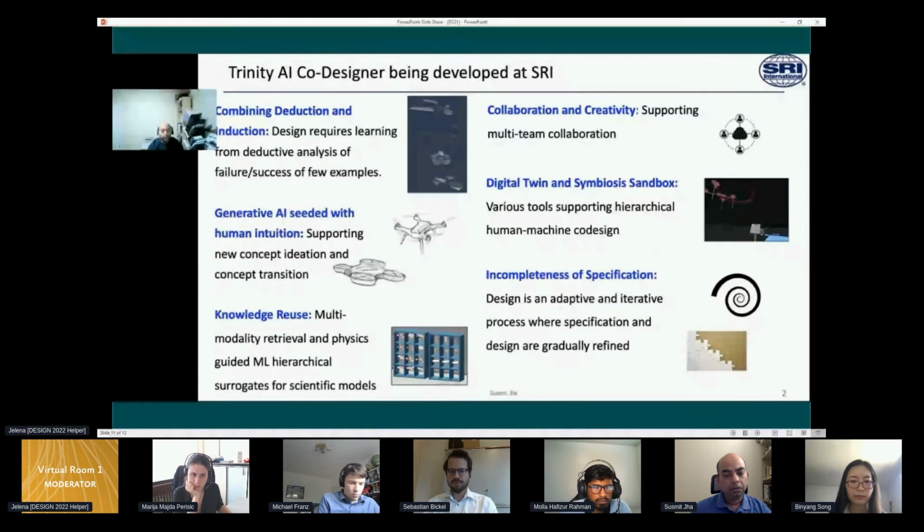We realize that design, unlike many other learning problems, is a challenge of learning from a small number of examples. Hence, we need to be able to combine inductive learning with deductive reasoning to understand the cause of failure and success of different example designs. Our goal is to create a digital twin that can be evaluated and simulated using existing scientific tools.